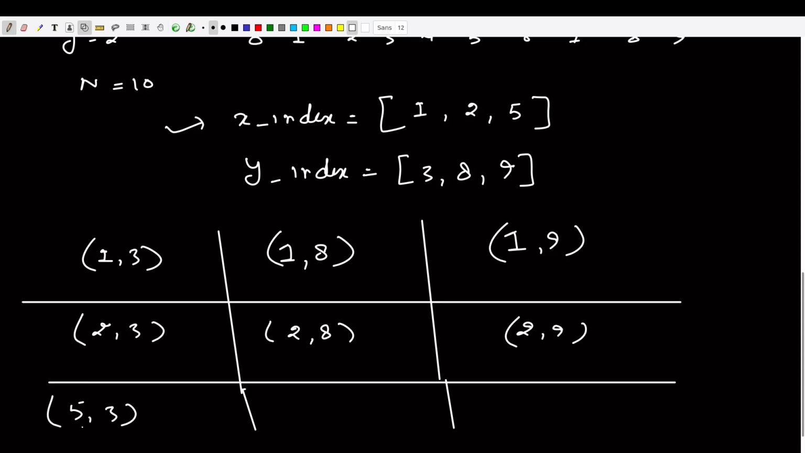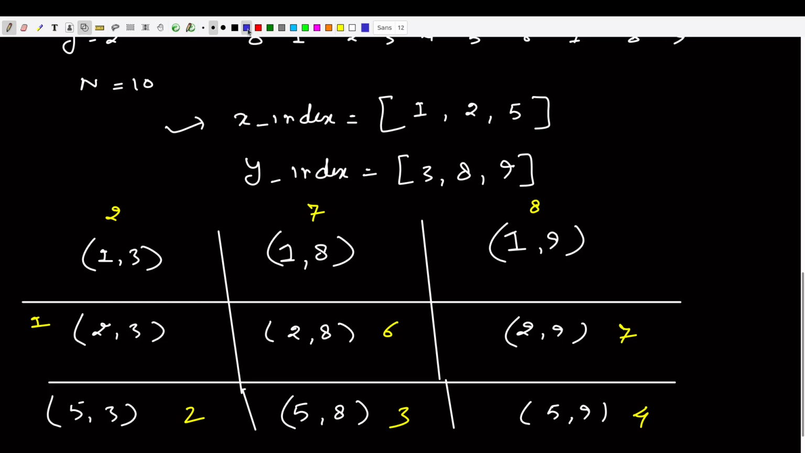5, 3, 5, 8 and 5, 9, right? So these are the pairs which are possible here, and let us calculate the absolute difference between the two. So 1 minus 3 and mod basically, so this is the absolute difference here, which is 2. Here 8 minus 1 is 7, 9 minus 1 is 8, here it is 1, 6, 7, 4, 3 and 2. So what is our answer?